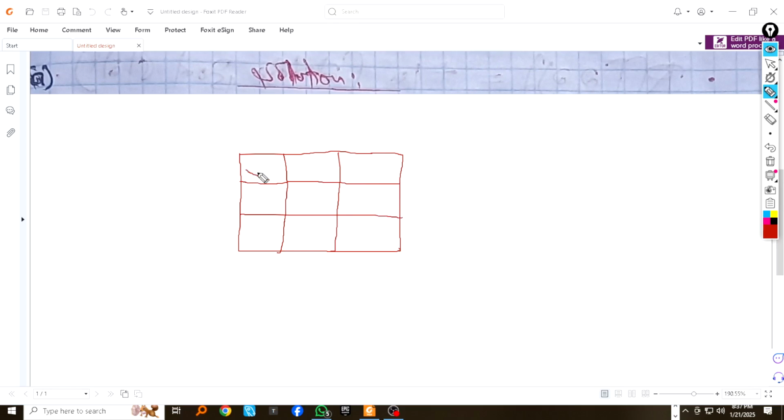So definitely this is 0, 0. This is the origin. This will be 0,1. This will be 0,2. This will be 1,0. This will be 1,1. This will be 1,2. This will be 2,0. This will be 2,1. This will be 2,2.